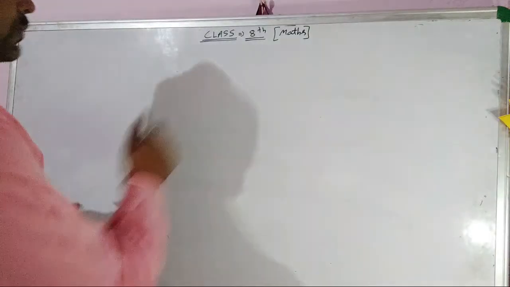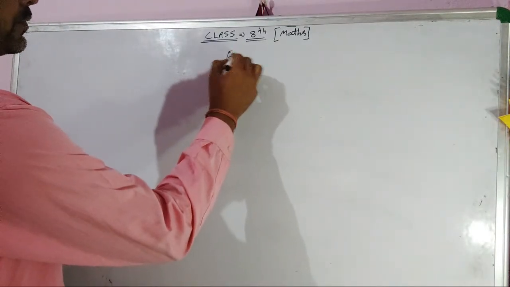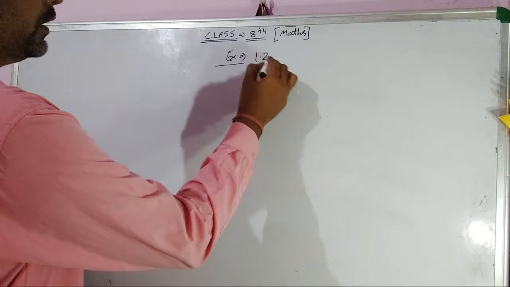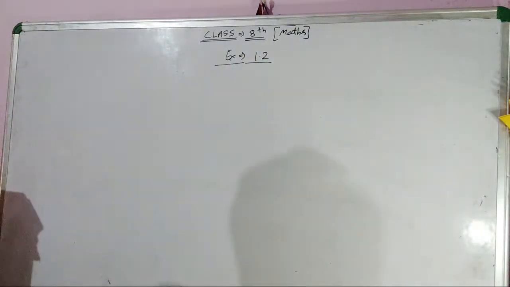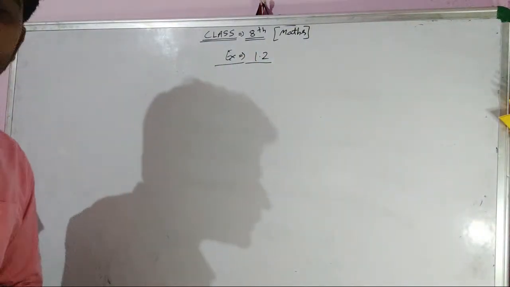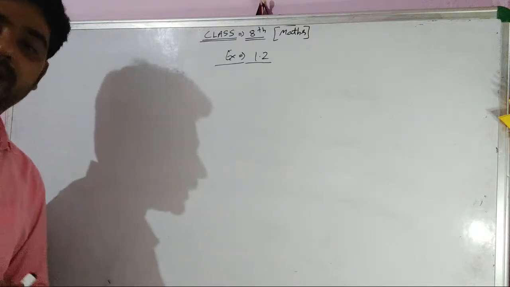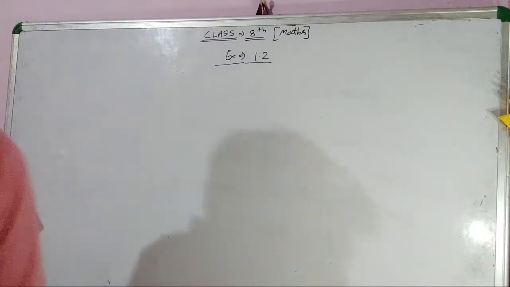In exercise 1.2, in the first question and in question number 2, you have to represent a few rational numbers on the number line, right? And in question number 3, write 5 rational numbers which are smaller than 2. We have to write 5 rational numbers which are smaller than 2.